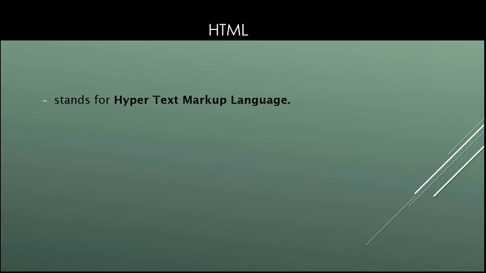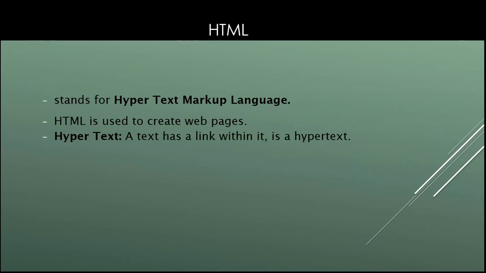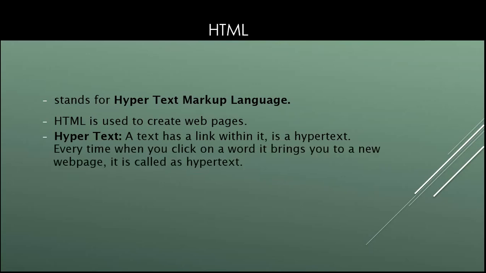HTML basically stands for Hypertext Markup Language. So first we'll understand these two terms. What is hypertext and what is markup language? And HTML is basically used to create web pages. Hypertext is nothing but a text that has a link within it. Every time you click on any word, if it redirects to any other new web page, then it is generally called hypertext.